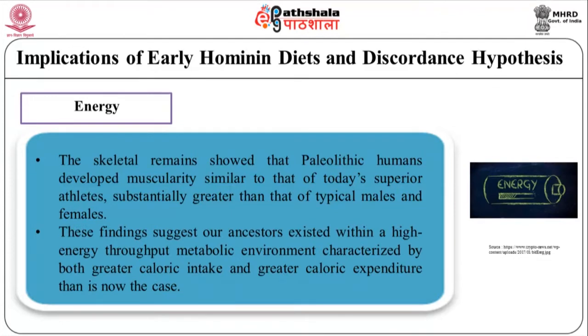These findings suggest our ancestors existed within a high energy throughput metabolic environment characterized by both greater caloric intake and greater caloric expenditure than is now the case. Most contemporary recommendations for energy intake revolve around consumption commensurate with energy expenditure so as to achieve energy balance, assuming pre-existing desirable body weight. That Americans are becoming ever more obese while consuming far less food energy than did ancestral humans is convincing evidence against the value of hypocaloric dieting and for increasing physical activity in our lives.